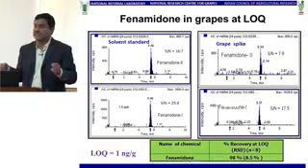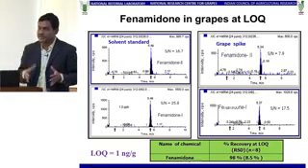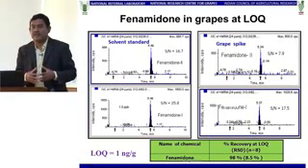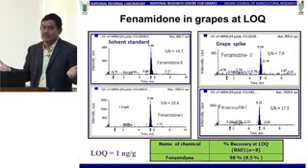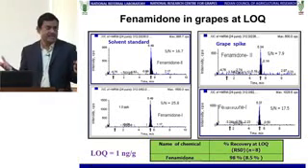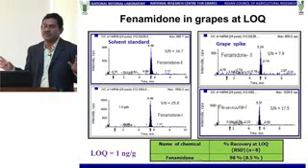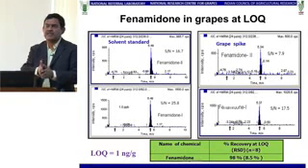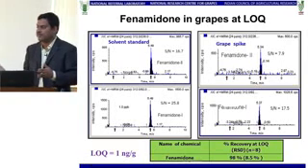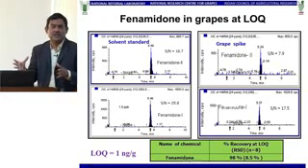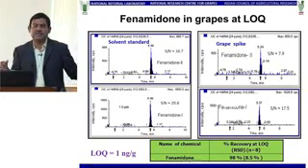If recovery is too low, below 70%, and it's too variable, the relative standard deviation is too big, then that cannot be your limit of quantification, because sometimes it happens that one time it comes out very good, but it's not repeatable. And if it is not repeatable, then you cannot say that this is my limit of quantification.